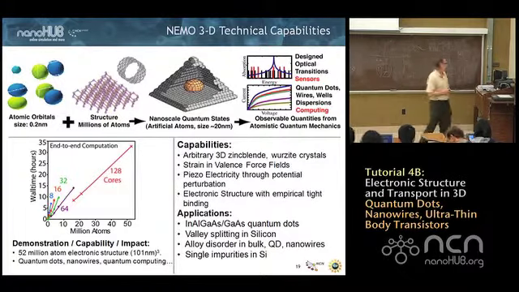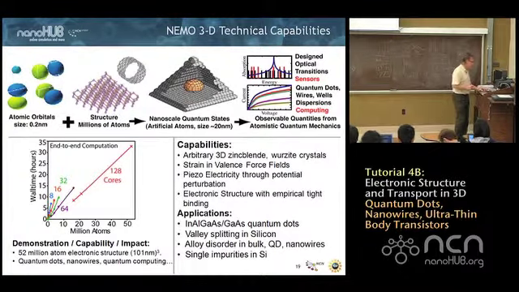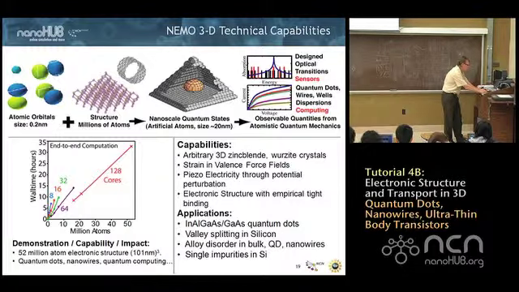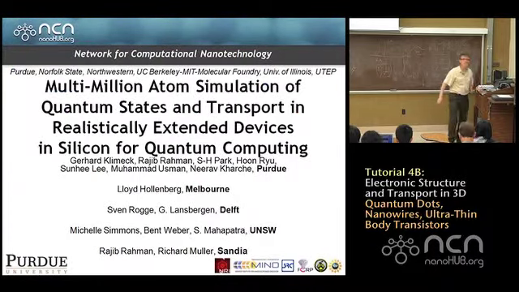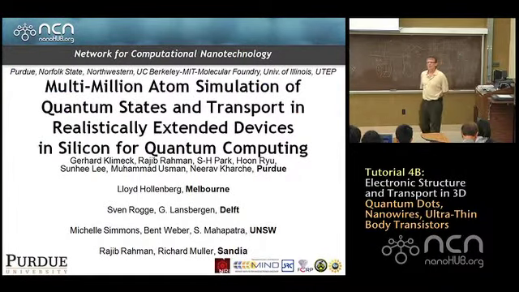Okay? So, any questions on the general infrastructure? Yes? So for atomistic relaxation, do you minimize the energy of the system? We minimize the total strain energy of the system in an empirical model.